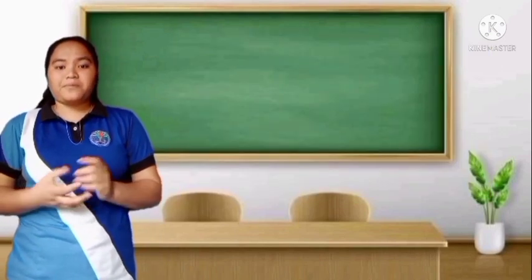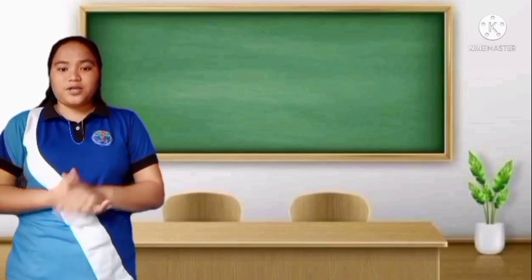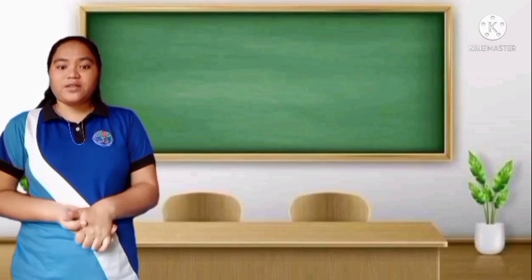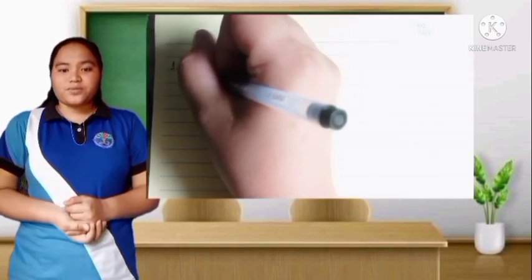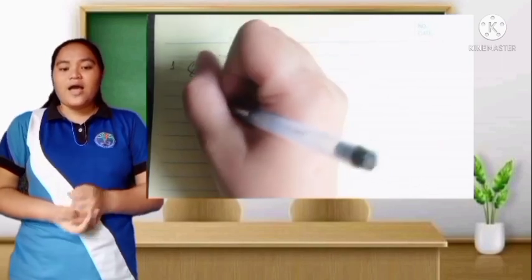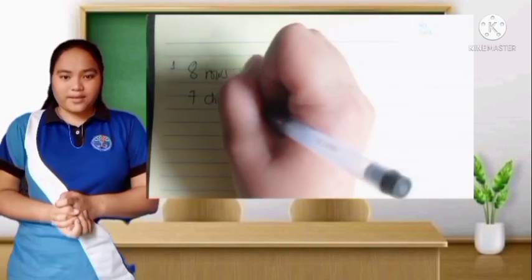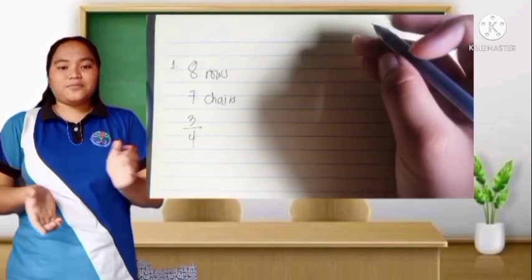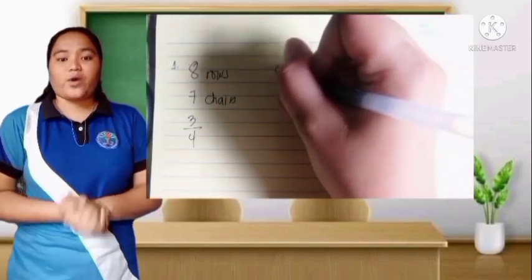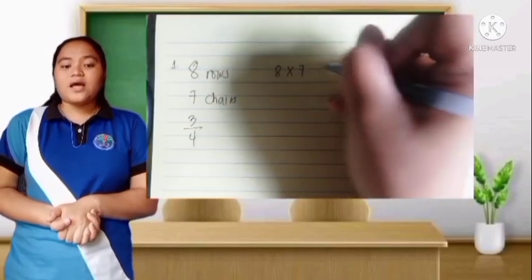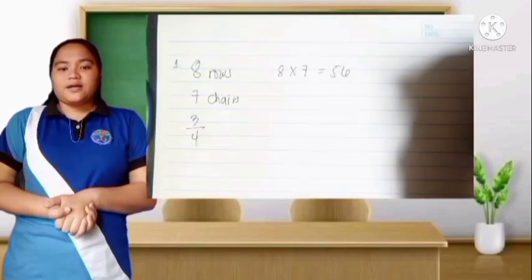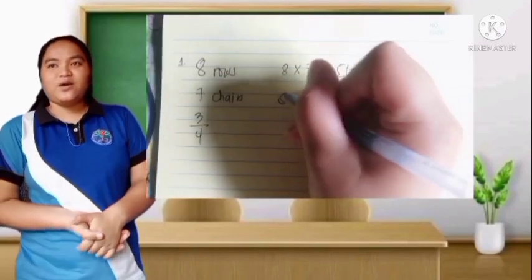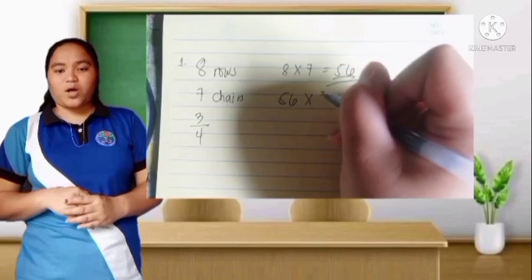But first, before we proceed to our solution, let us first get the given numbers. And our given numbers is 8 rows of chairs, 7 chairs each row, and 3/4 were occupied. So, let's start our solution. Now, let us multiply the 8 and 7. So, 8 multiplied by 7 equals 56. And, yung sagot po nating 56 is, ita-times po natin siya sa 3/4. So, 56 times 3/4 equals 42.